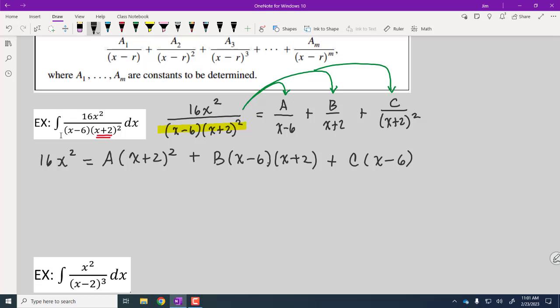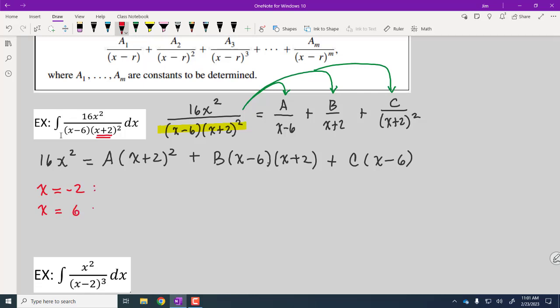Okay, so now let's go with convenient values. There are only 2 though, and we have 3 coefficients. So we're going to have to be a little creative here. Tell me the 2 convenient values that we know for sure. Negative 2 and 6. Let's go through those first.